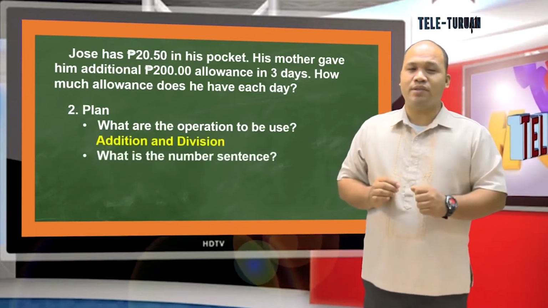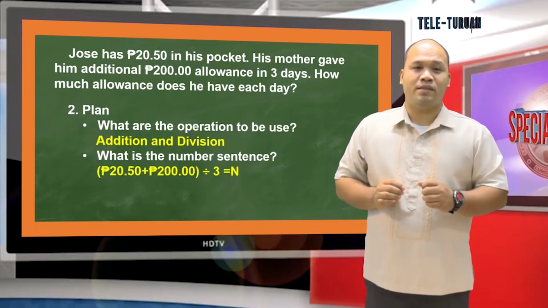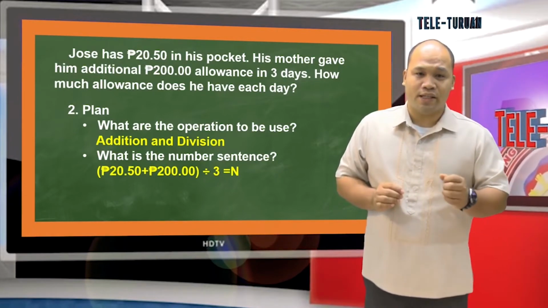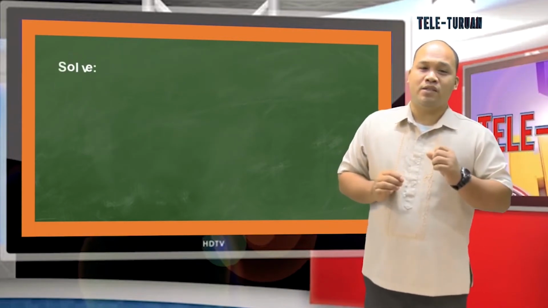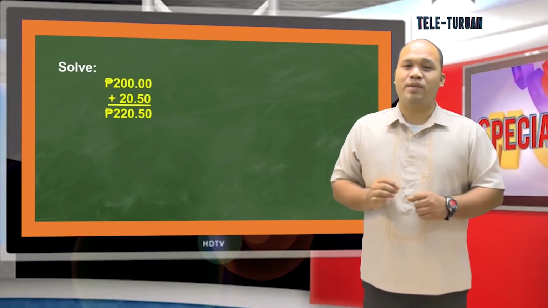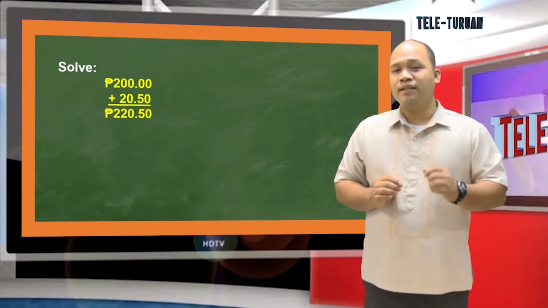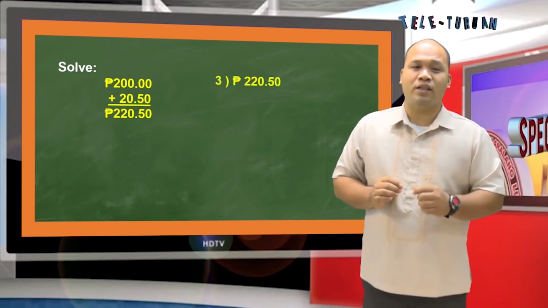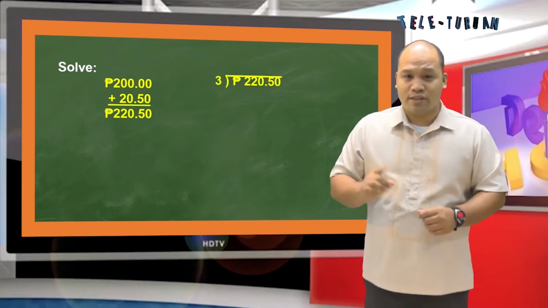And what is the number sentence? 20 pesos and 50 centavos plus 200 pesos divided by 3 is equals to n. So the third step is solve. But first, we're going to add 200 pesos plus 20 pesos and 50 centavos is equals to 220 pesos and 50 centavos. And 220 pesos and 50 centavos divided by 3, the answer is what?